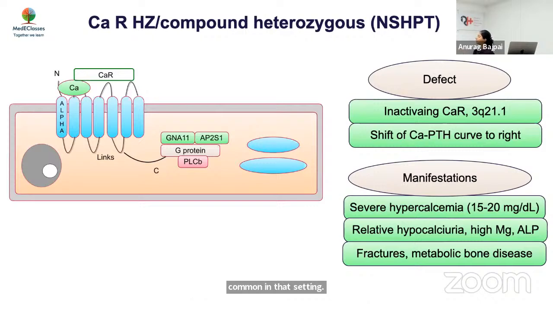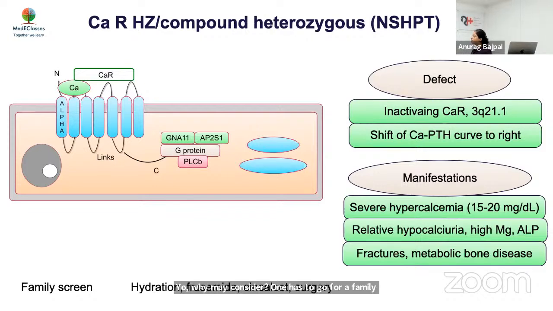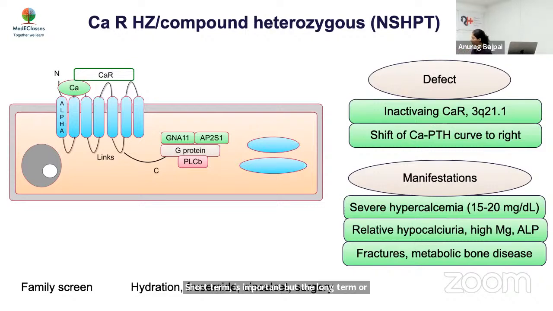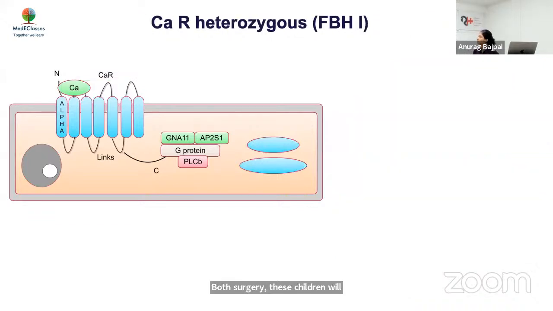Since there is a receptor mutation, your PTH levels are also high. So despite hypercalcemia, there is increased bone resorption resulting in fractures and metabolic bone disease. Here one has to go for a family screening. In the setting of such severe hypercalcemia, hydration, furosemide, which is a hypercalciuric drug, and short-term cinacalcet are important, but the long-term or final step is the parathyroid surgery. Post-surgery, these children will have hungry bone syndrome, and therefore calcium and vitamin D supplementation is essential in the post-op period.